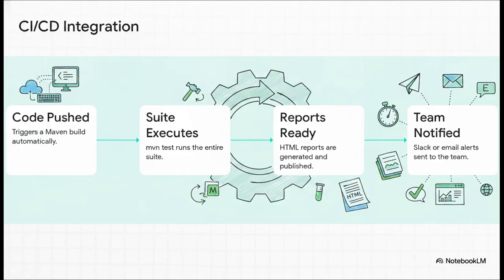To really wrap our heads around the power of our next layer, let's quickly outline the ideal continuous integration flow. Step 1, code is pushed by a developer, which automatically triggers a Maven build. Step 2, mvn test immediately executes our entire TestNG suite. Step 3, those beautiful HTML reports are published. And Step 4, the QA and dev teams get instantly notified via Slack or email. The best part? Absolutely no human intervention is required.